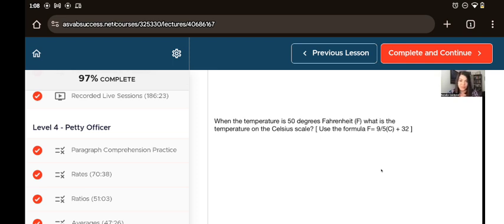So the question says, when the temperature is 50 degrees Fahrenheit, what is the temperature on the Celsius scale? Use the formula F equals 9/5 times C plus 32. So basically, it's telling us that we have 50 degrees in Fahrenheit.